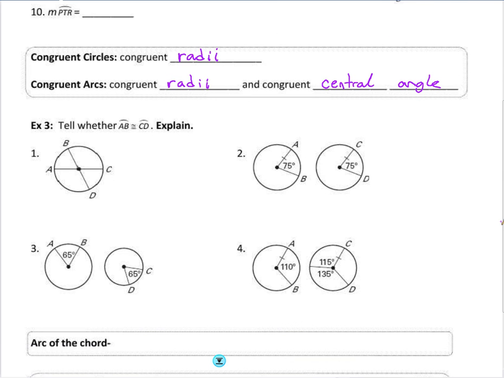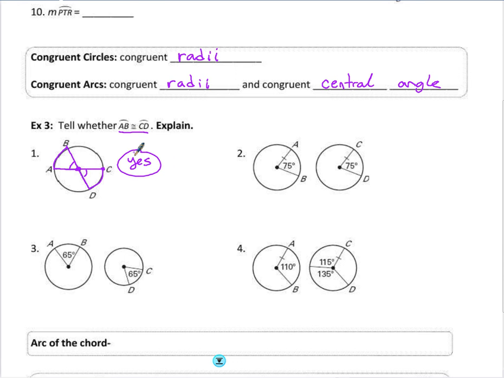Here I have one circle, so obviously the circles are congruent to each other. They want to know if arc AB is congruent to arc CD. So since the chord BD passes through the center and the chord AC passes through the center, that would make the central angles congruent to each other because they would be vertical angles because of the diameters. So since the central angles are congruent and I had the same circle, yes, AB would be congruent to CD.